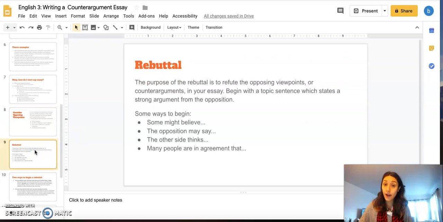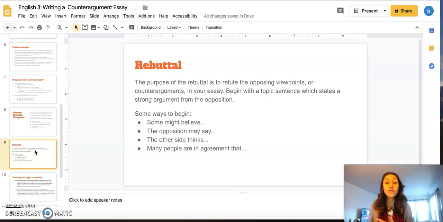Your rebuttal paragraphs, in turn, should do the same. They should directly address the counter-argument. So the purpose of a rebuttal is to refute the opposing viewpoints or the counter-argument in the paper. Remember to begin your topic sentences with transitions to allow your readers to see, okay, we're going back to supporting my argument, or to supporting the writer's argument.